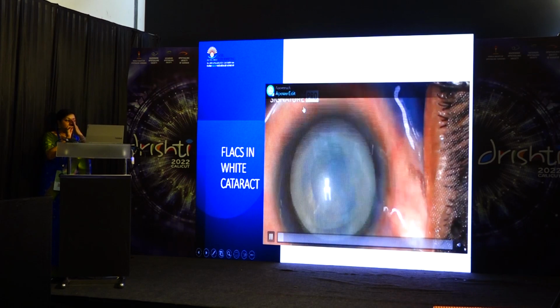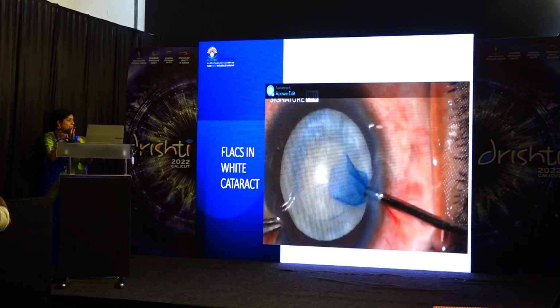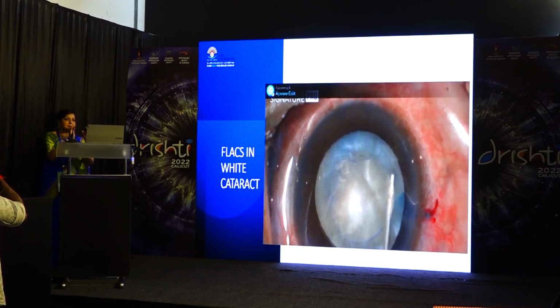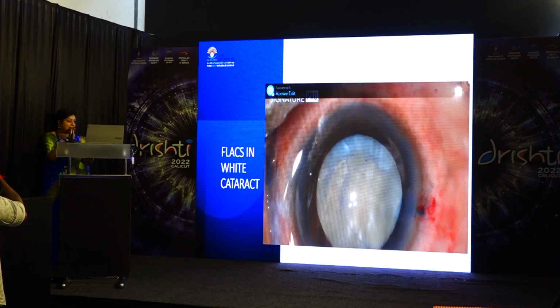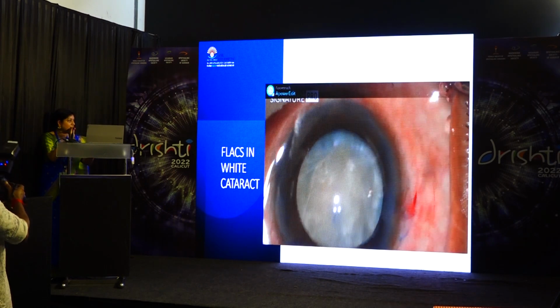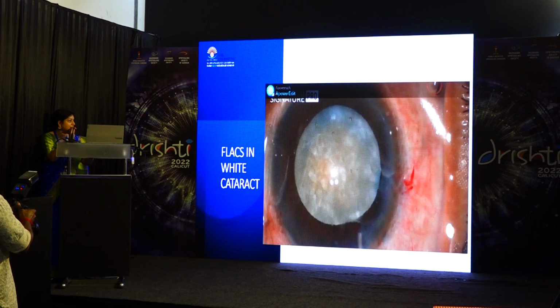It has already been shown earlier by both the speakers. So basically, sometimes you can expect that there could be tags, and we need to be careful here so as to not cause an anterior capsular tear. Rest of the procedures remain the same.